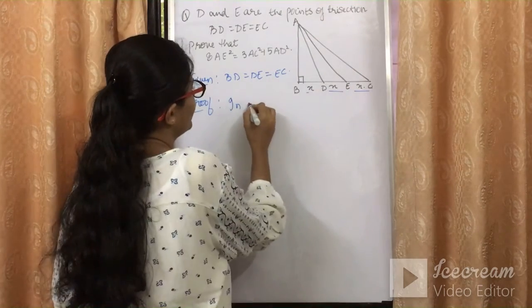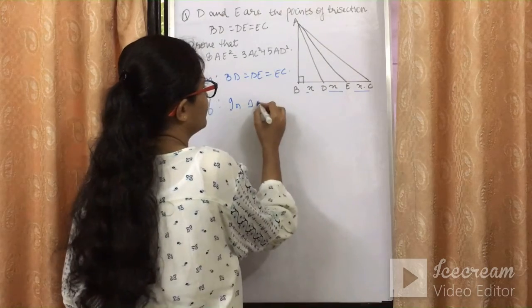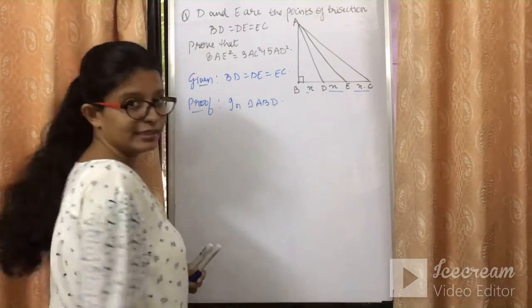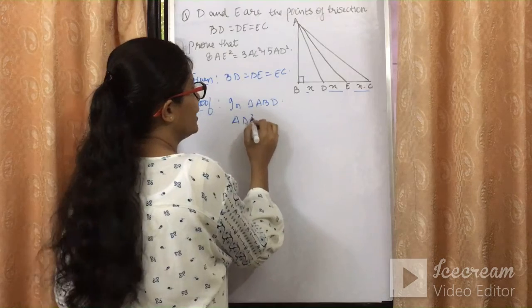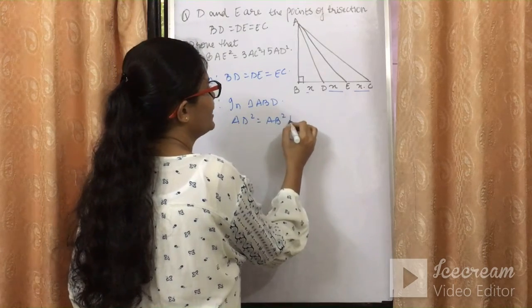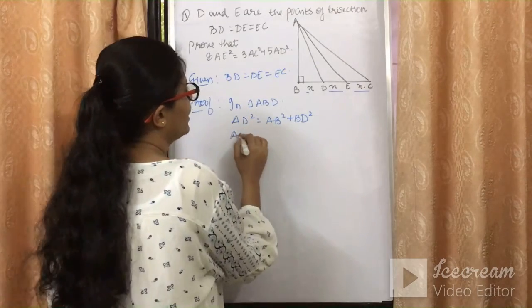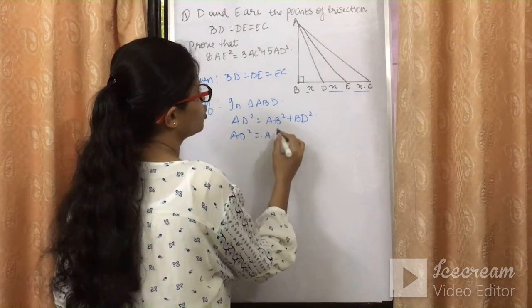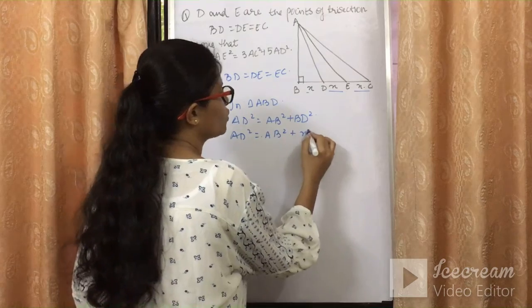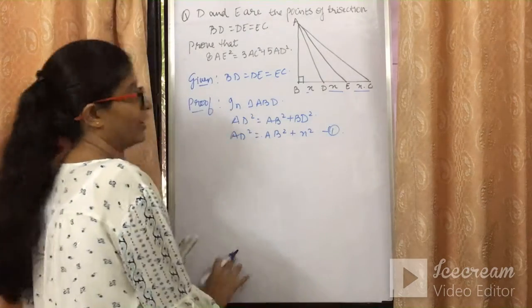Now let's have a look in triangle ABD. ABD में कैसे Pythagoras लगा सकते हैं? So it will be AD square is equals to AB square plus BD square. Isn't it? Now AD square is equals to AB square को छोड़ दो, BD square को x square लिख सकते हैं. तो let this be equation number 1.